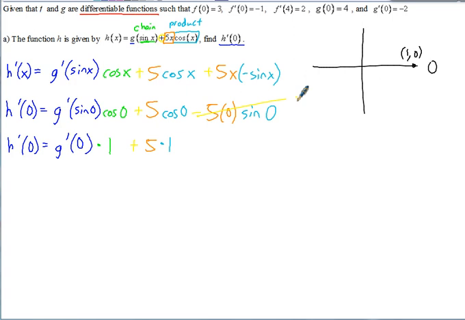So far we haven't needed the information up at the top until right now. G prime of 0, we wouldn't know what that is, except for at the top, they tell us G prime of 0 is negative 2. So now I can put in negative 2 for that. And then times 1 is just negative 2. Plus 5 times 1 is just 5. So negative 2 plus 5 is 3. So h prime of 0 is 3.